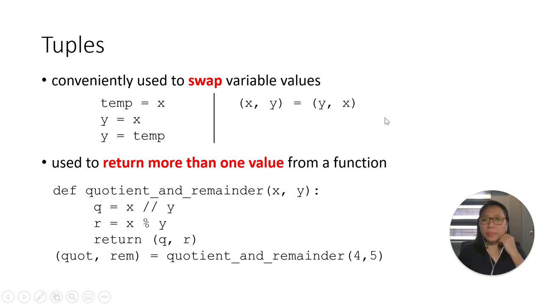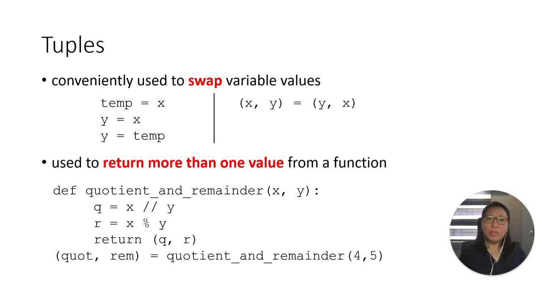One of the important purposes of tuples is that we can conveniently use a tuple to swap variable values like this one. We can swap the values of x and y in this manner, with just this one line, compared to these three lines wherein we would have to use an extra temporary variable.